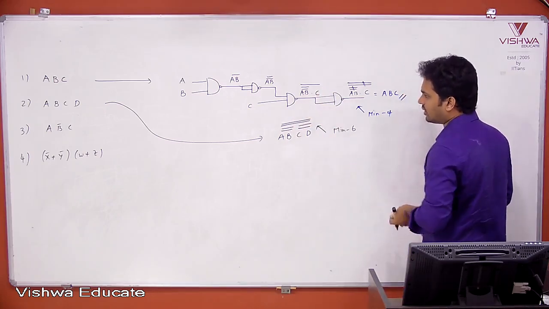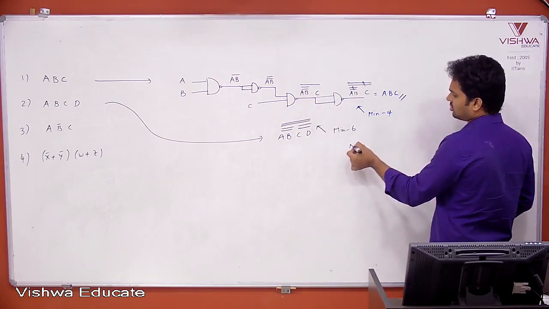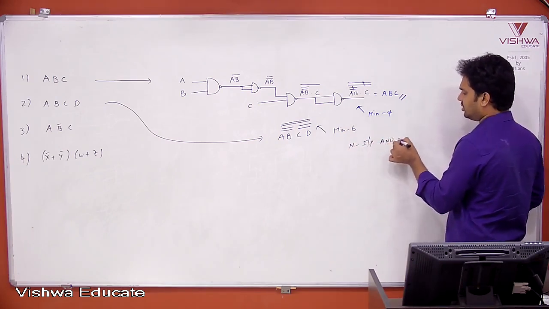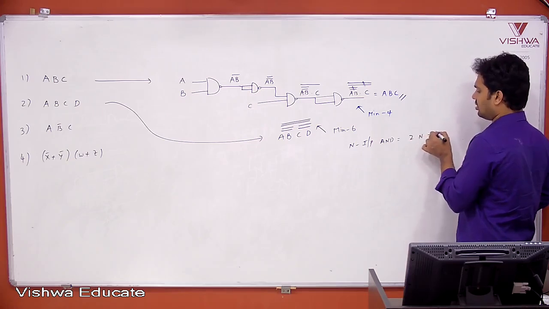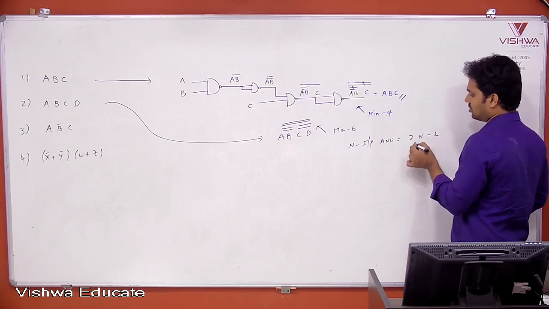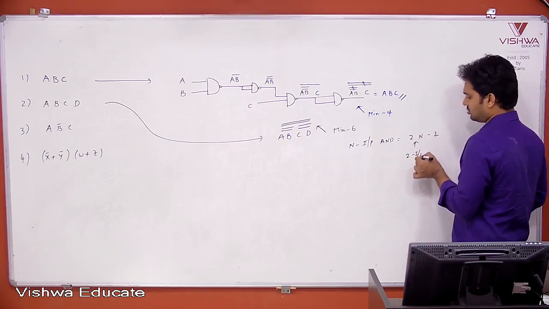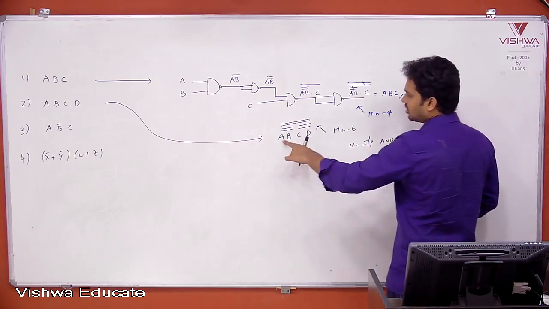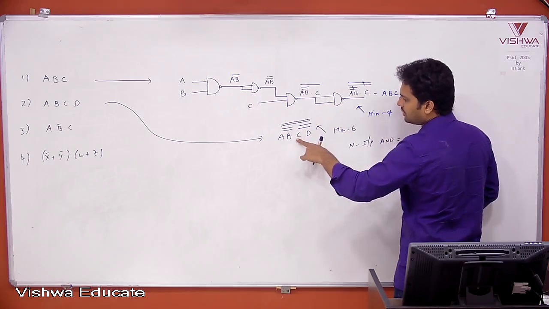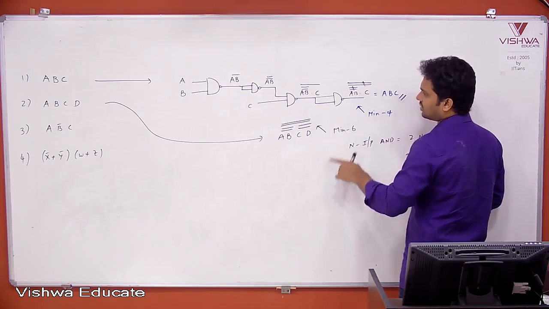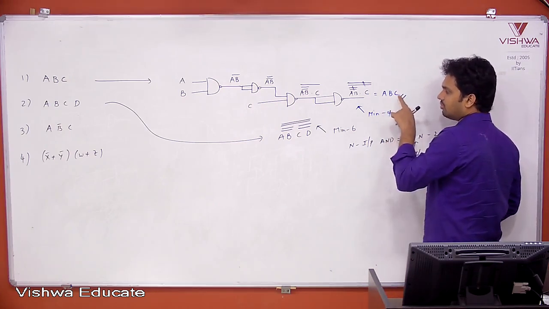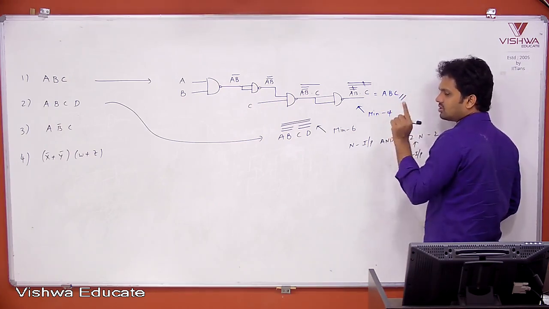Or you can see a generalized answer also. Suppose you want an n input AND gate. It requires 2n minus 2 two-input NAND gates. Here how many inputs? 1, 2, 3, 4. Twice 4 is 8, minus 2, 6 NAND gates are required. This is only for an AND gate. A 3 input AND gate means 2 times 3 is 6, 6 minus 2, 4 is required.